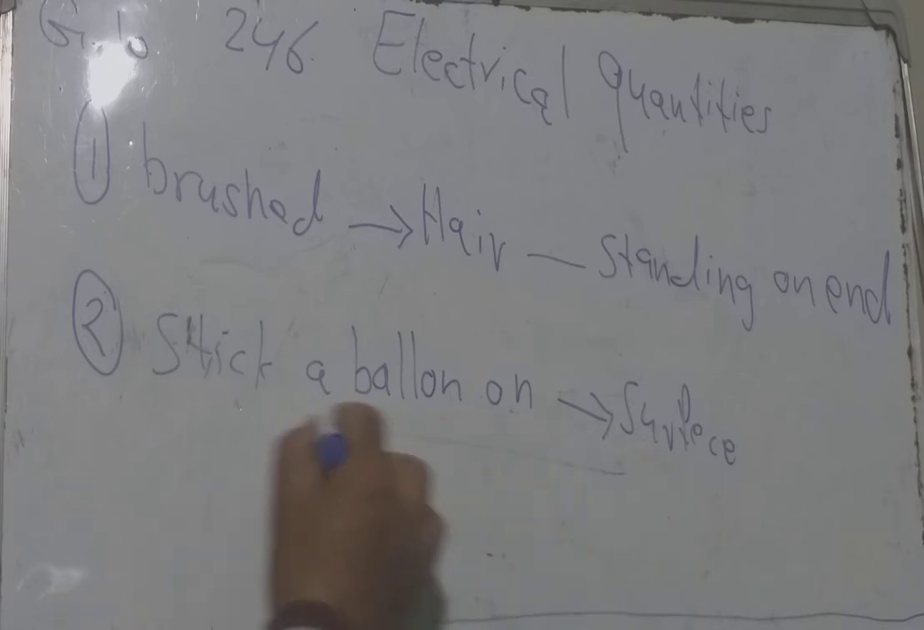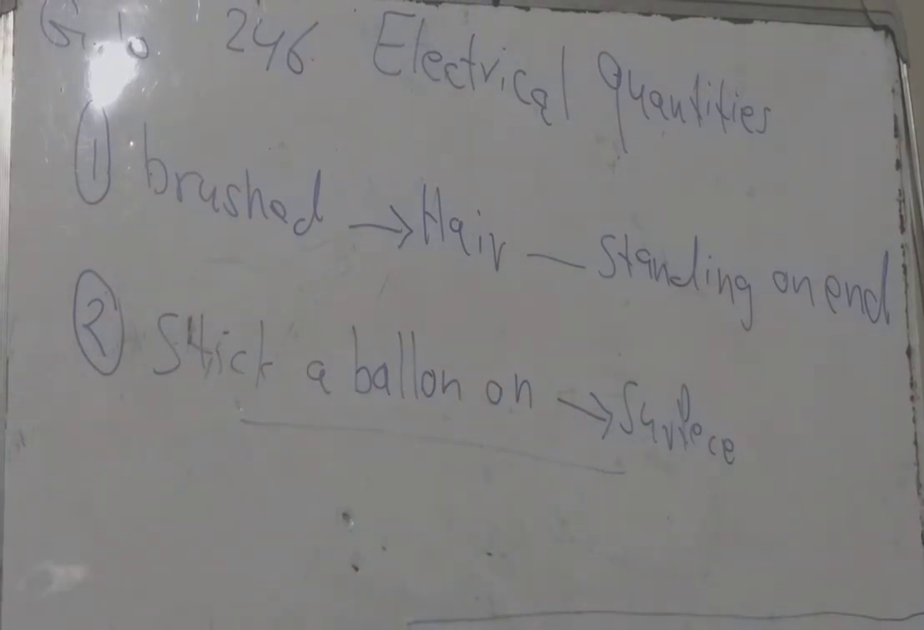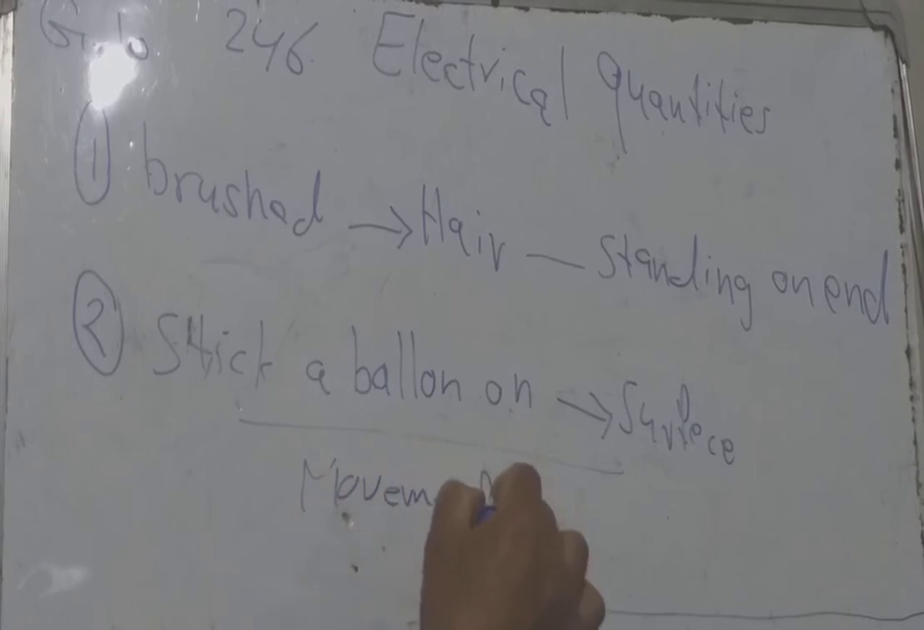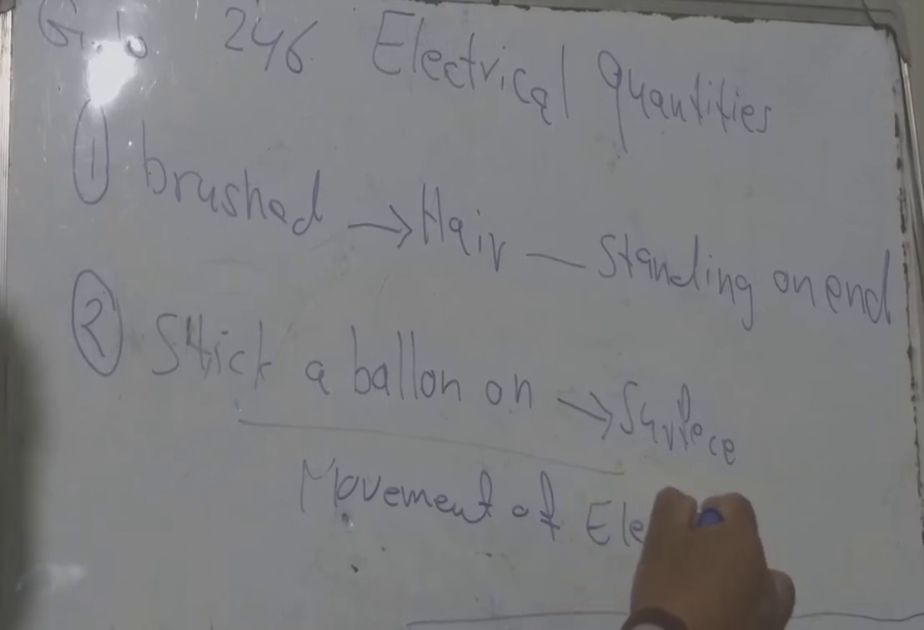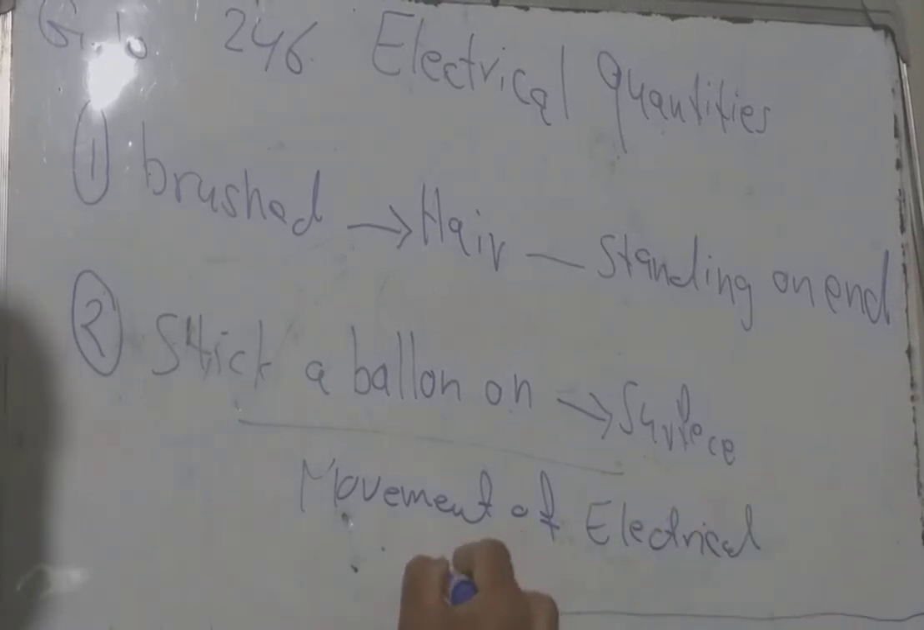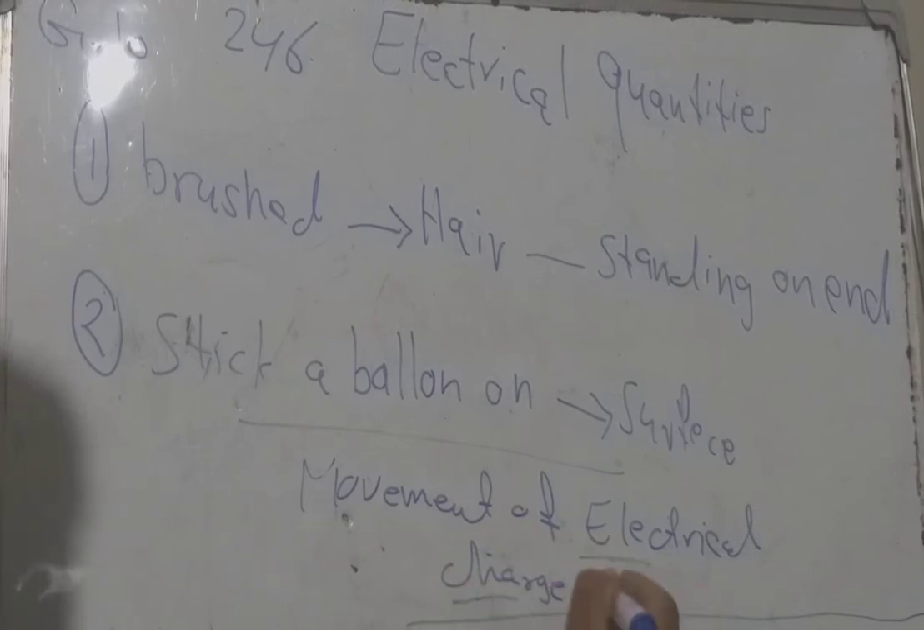So both of them come under the result of movement of electrical charge. So what is an electrical charge? What do you mean by electrical charge? In this class, you will learn the basic theory behind current electricity.